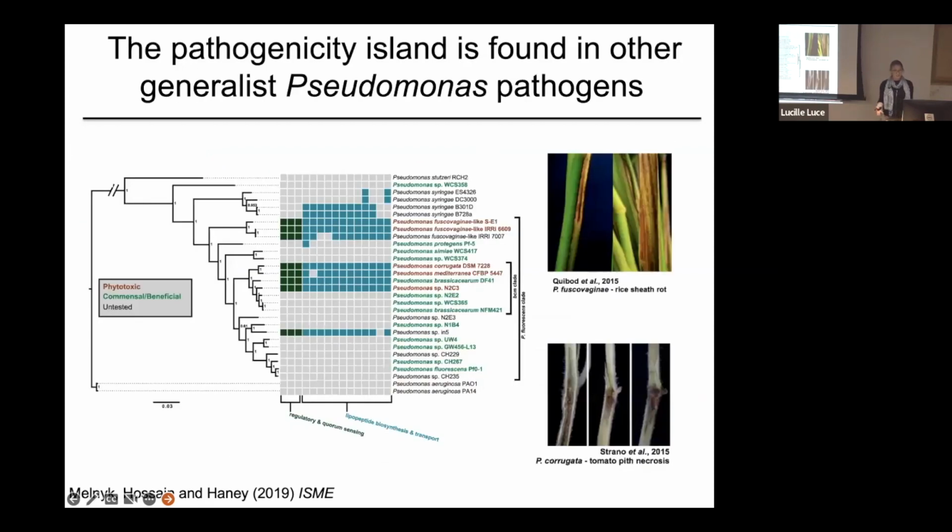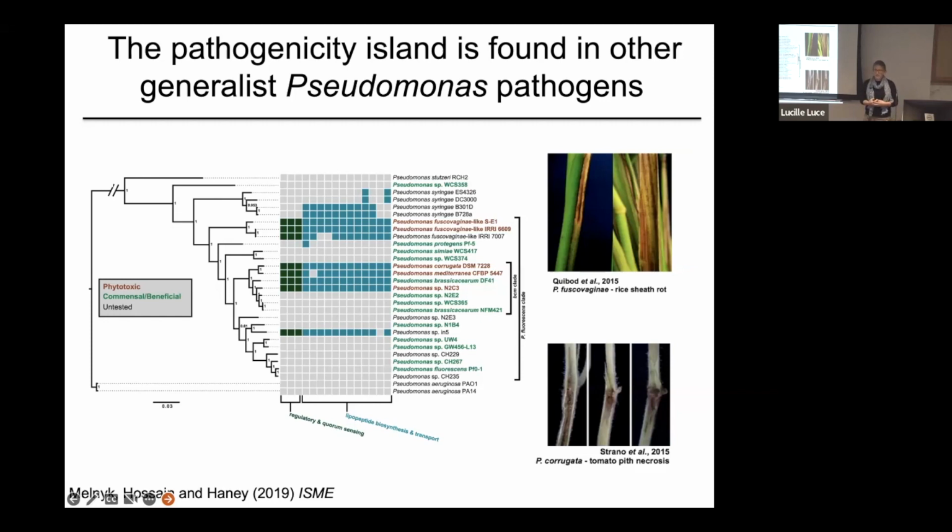But this was kind of surprising. This is a Pseudomonas fluorescens, not a Pseudomonas syringae. So we went back to our Pseudomonas tree, and it turns out that within Pseudomonas fluorescens, these genes actually occur quite frequently. Here's Pseudomonas syringae, and then these are all the Pseudomonas fluorescens clade at large. You can see that some, like Pseudomonas fuscovaginae, which is known to cause rice sheath rot, fall within the Pseudomonas fluorescens species complex. And some are very closely related to our pathogen, like Pseudomonas corrugata, which causes tomato pith necrosis, and are squarely nestled in this fluorescens clade.